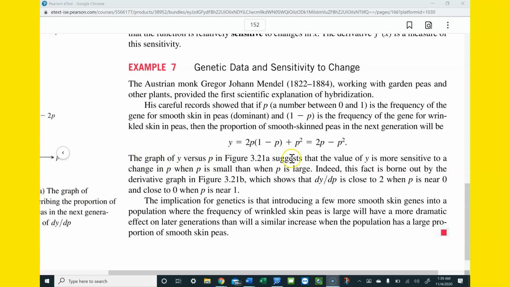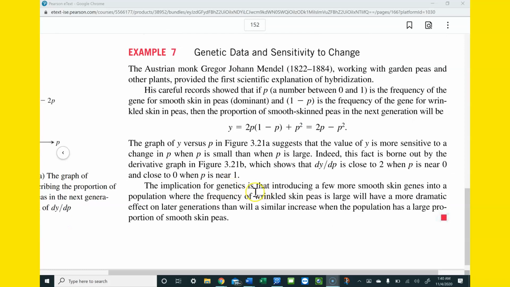The graph of y versus p in the first figure suggests that the value of y is more sensitive to a change in p when p is small than when p is large. Indeed, this fact is borne out by the derivative graph in the second figure, which shows that dy/dp is close to 2 when p is near 0, and close to 0 when p is near 1. The implication for genetics is this: introducing a few more smooth skin genes into a population where the frequency of wrinkled skin peas is large will have a more dramatic effect on later generations than will a similar increase when the population has a large proportion of smooth skin peas.